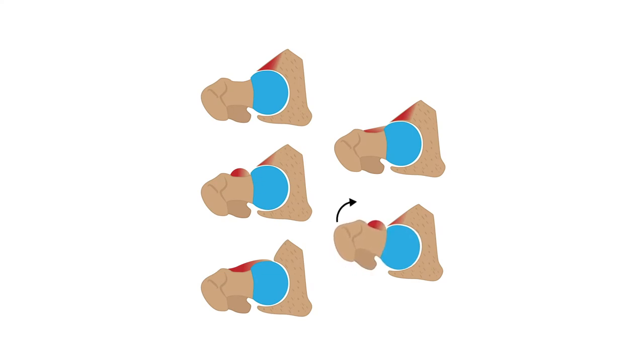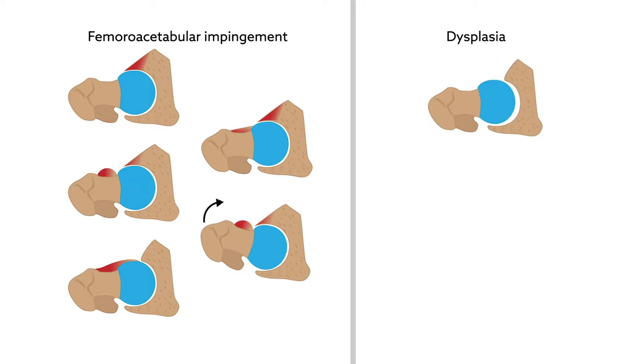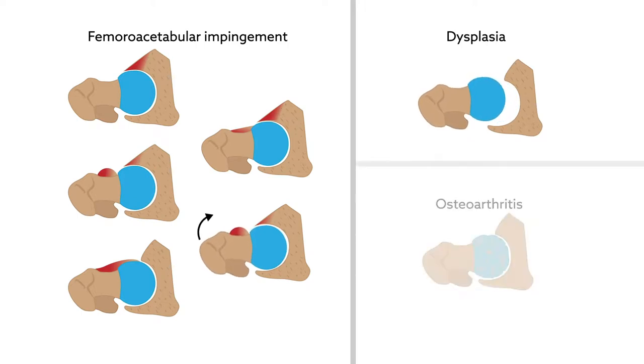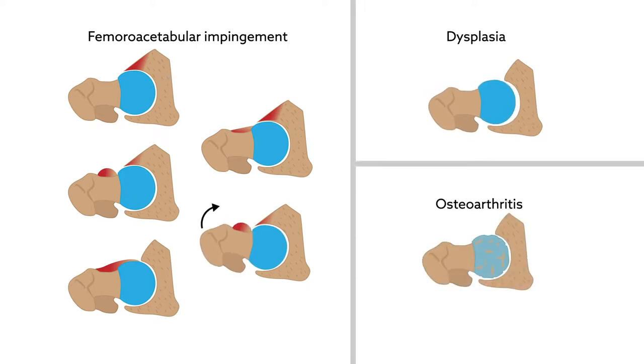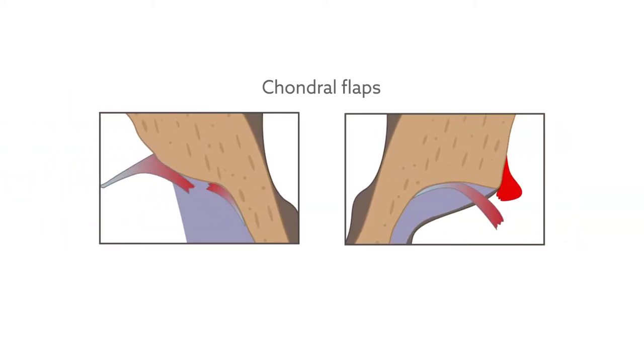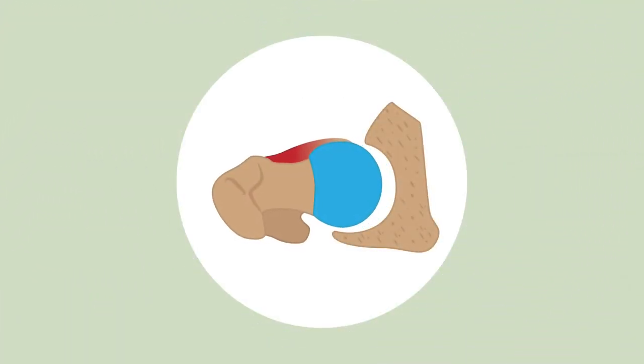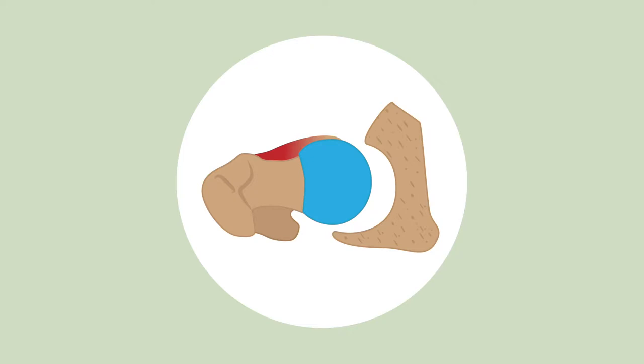Abnormal wearing of the hip joint, or femoroacetabular impingement, and dysplasia represent the two most common causes of secondary osteoarthritis of the hip joint. These pathologies are known to produce distinctive chondral flaps visible during hip arthroscopy. But the destructive mechanics behind each diagnosis differ significantly.